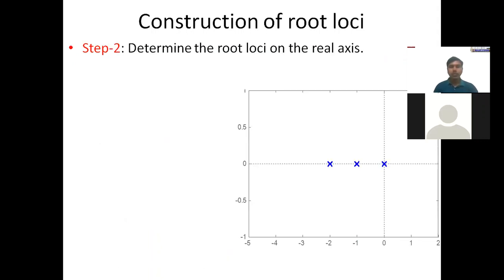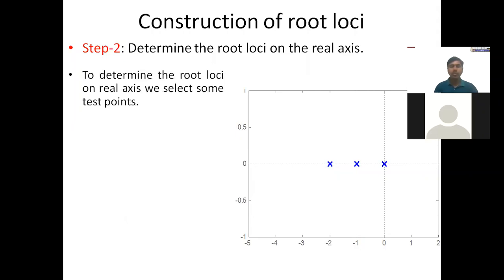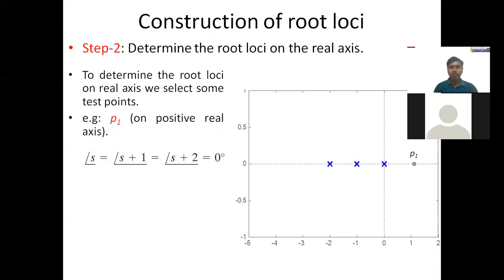And the second step of the construction of the root locus is to determine the root locus on the real axis. To find the root locus on the real axis, we have a method, that is, assume a random point, or test point, on the root locus at different positions. Then we'll decide whether the root locus exists by testing the angle and magnitude condition.